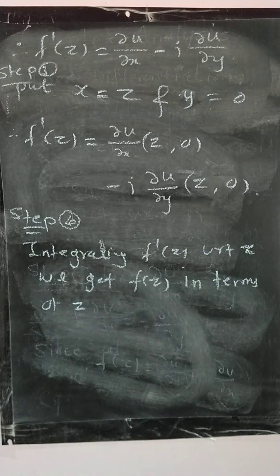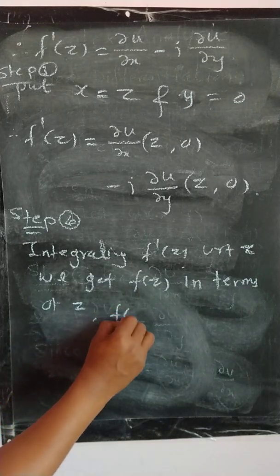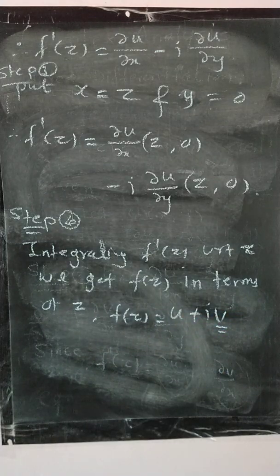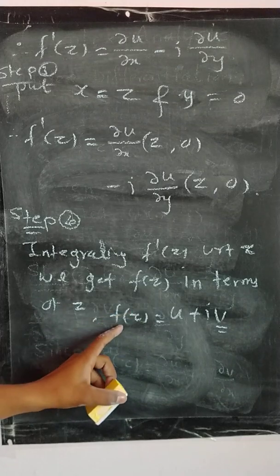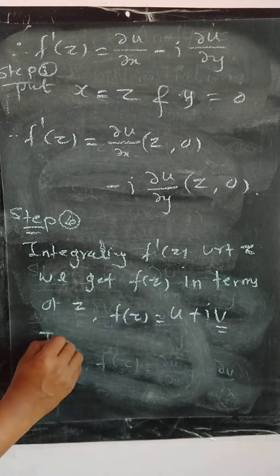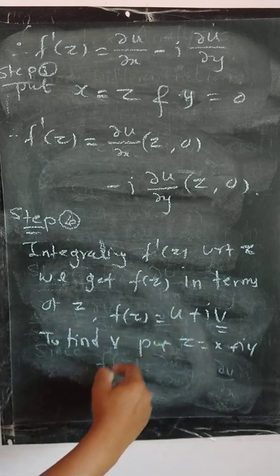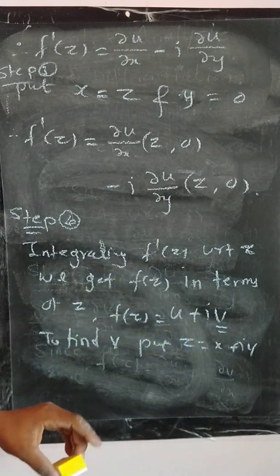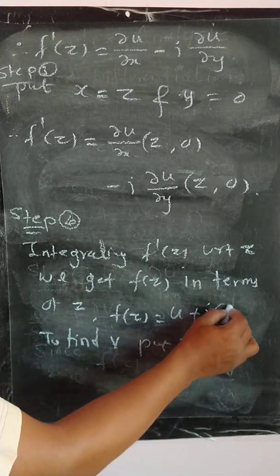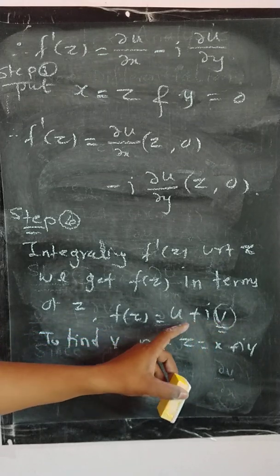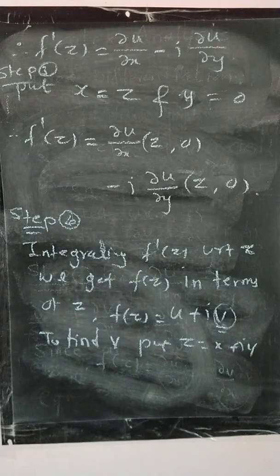Now to find, so f of z would be like this, f of z is equal to u plus iv. So we want to find v. To find this harmonic conjugate v of u, because we have this function in the form of z, we substitute z equal to x plus iy into this function, and then by separating real and imaginary parts, we will get the value of v, that will be a harmonic conjugate of the function u. So this we have discussed if the real part is given.